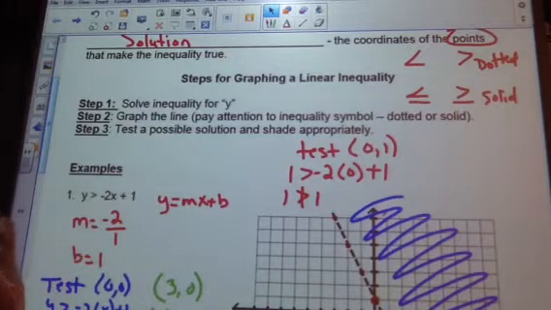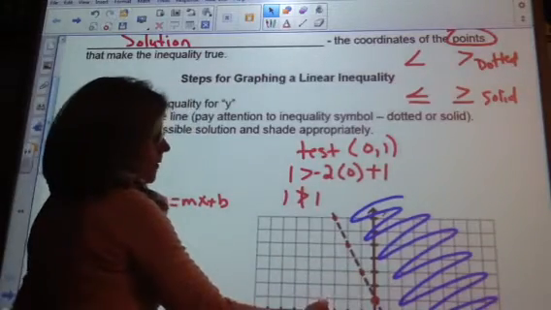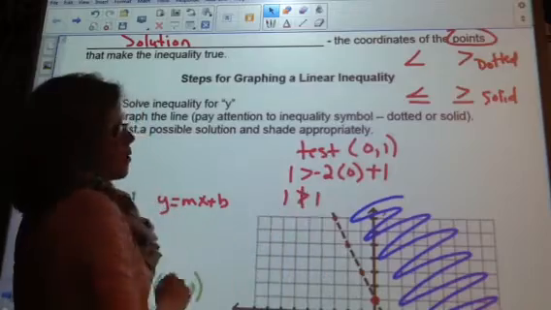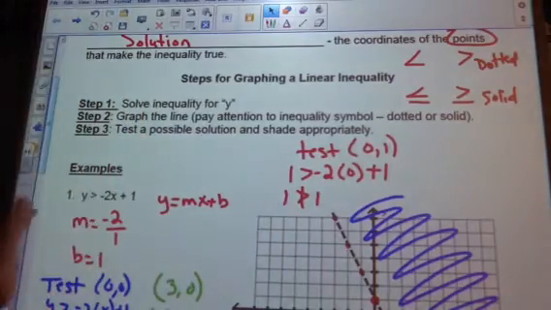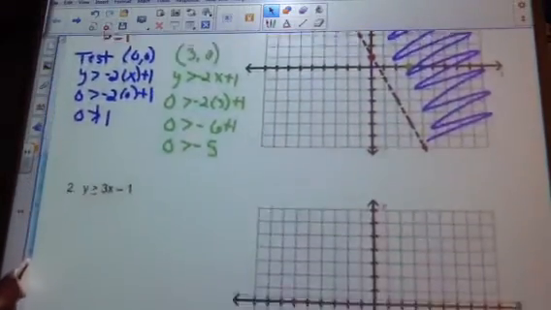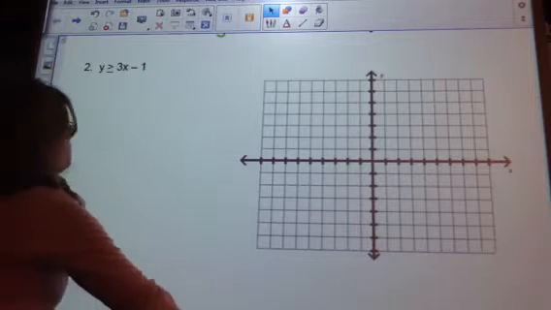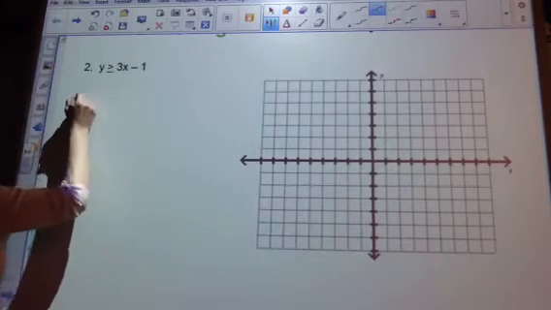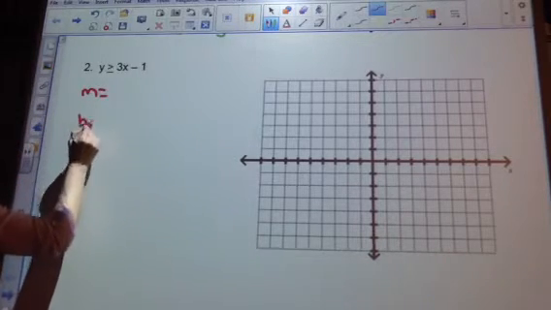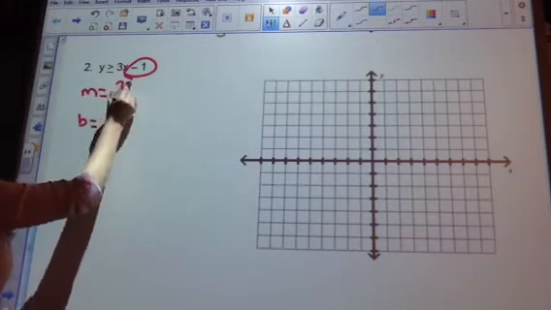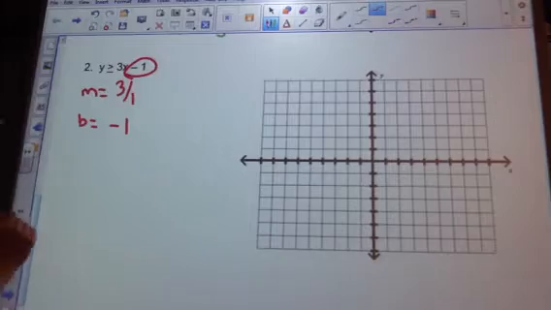And then make sure you test. At minimum, you need to test on both sides of that line. And then we won't test every time, but I want to show you when we have a solid line how you can get that to be true, okay? So let's go ahead and do number 2. All right, so we can go ahead and identify our slope and our y-intercept. Y-intercept is -1, slope is 3 over 1. Then we can graph it.